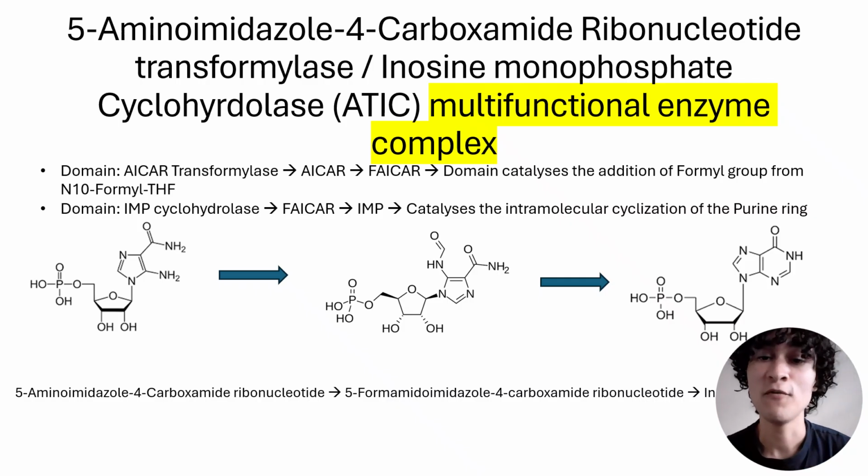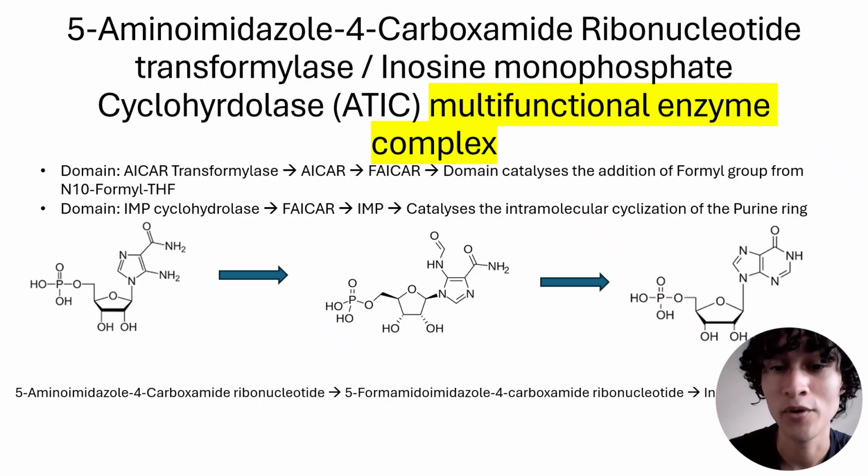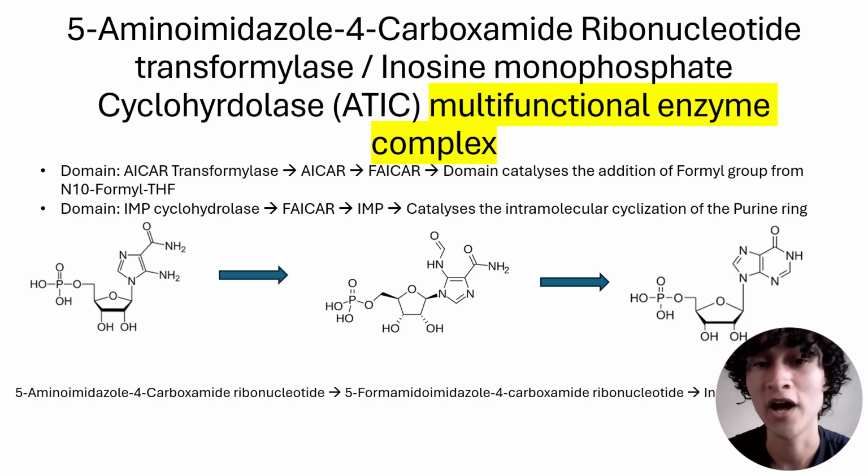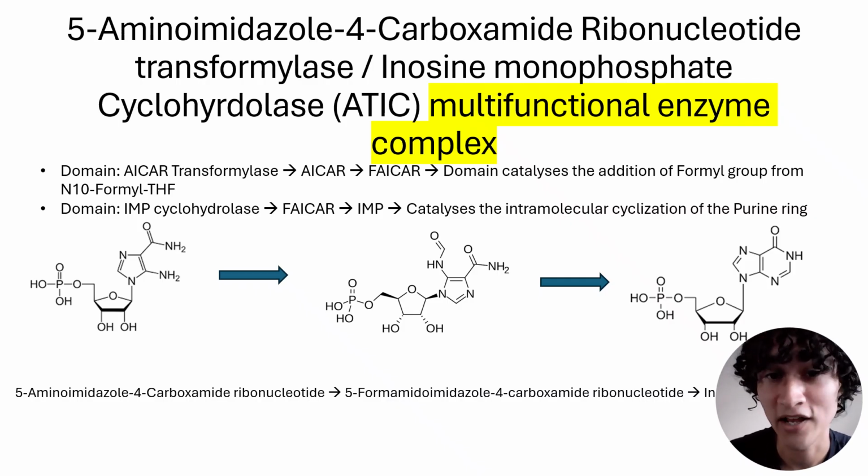But before we talk about those steps, we're going to talk about the next multifunctional enzyme complex, which will result in the formation of inosine monophosphate. So there's another multifunctional enzyme complex, and it only has 2 domains, so it's bifunctional, and it's referred to as the 5-aminoimidazole 4-carboxamide ribonucleotide transformylase, inosine monophosphate cyclohydrase complex, or ATIC for short.